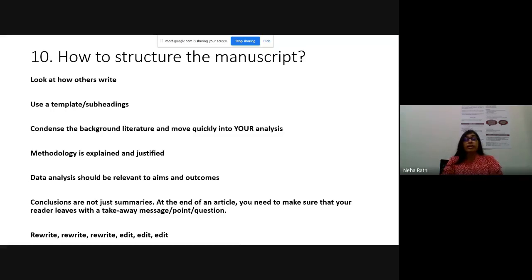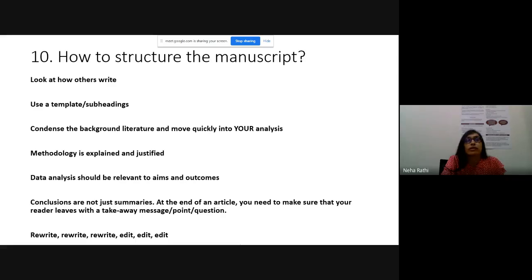Use a template and subheadings as given by the journal guideline. Condense the background literature and move quickly into analysis. Methodology is explained and justified. Yes. This is the easiest section to write, but you will get the maximum questions in peer review for this section. The problem is when it's too simple, you actually forget to write many things. So methods have to be very clear.